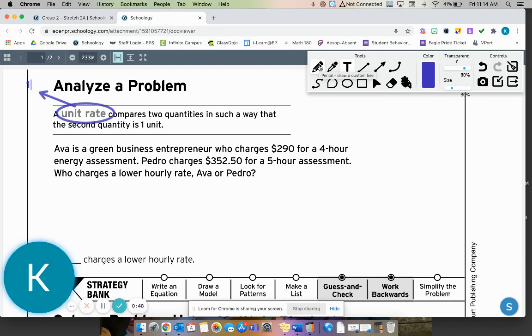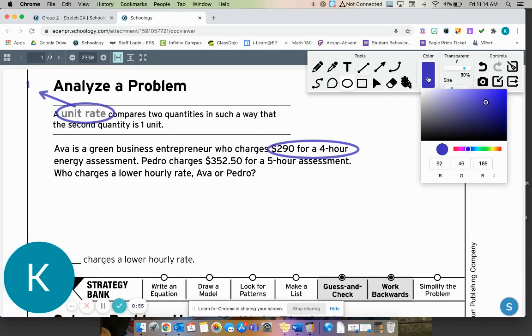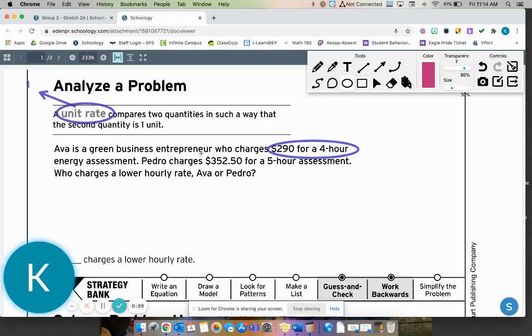Ava is a green business entrepreneur who charges $290 for a 4-hour energy assessment. Pedro charges $352.50 for a 5-hour assessment. Who charges at a lower hourly rate? So what we need to do is find who's at a lower hourly rate. How do we do that? We go ahead and we divide.